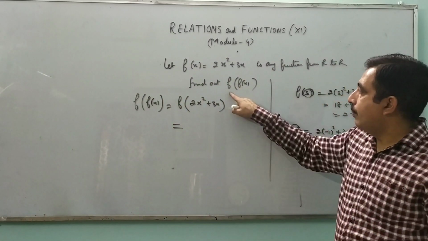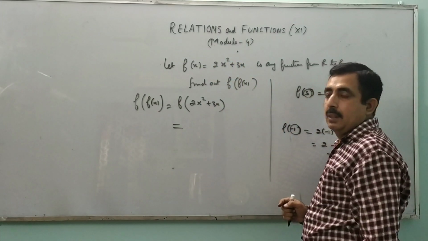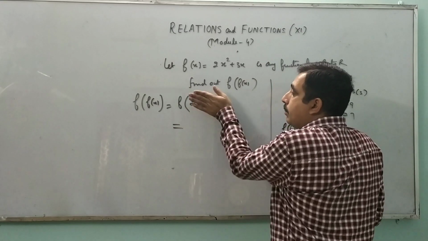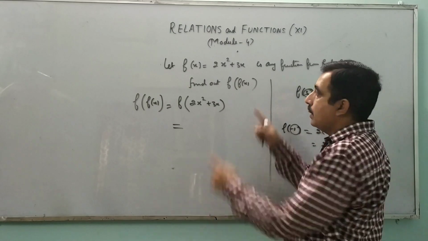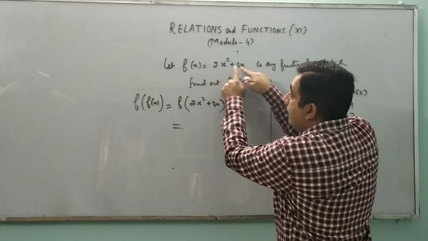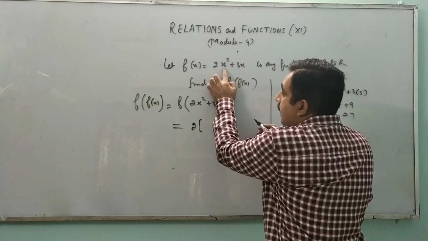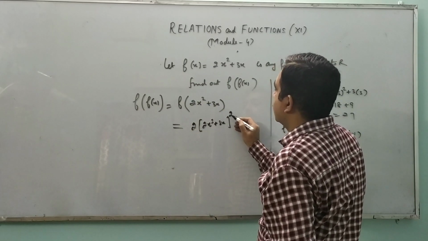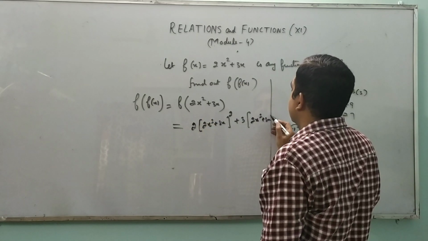If the question is to find out f of f(x), firstly write the value of f(x). Now this number, 2x² + 3x, will become x for this f. Instead of x, you write this. Means 2 multiplied by (2x² + 3x) whole square, plus 3 multiplied by (2x² + 3x).